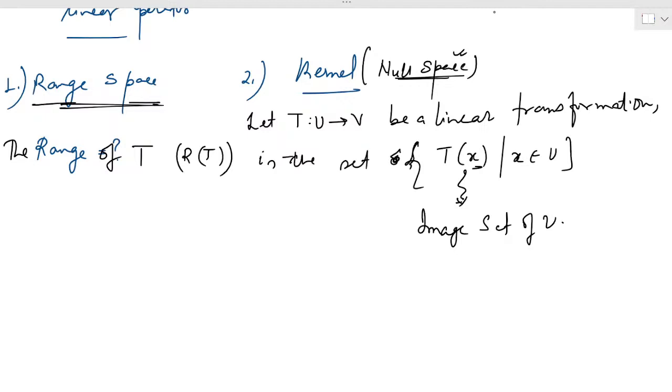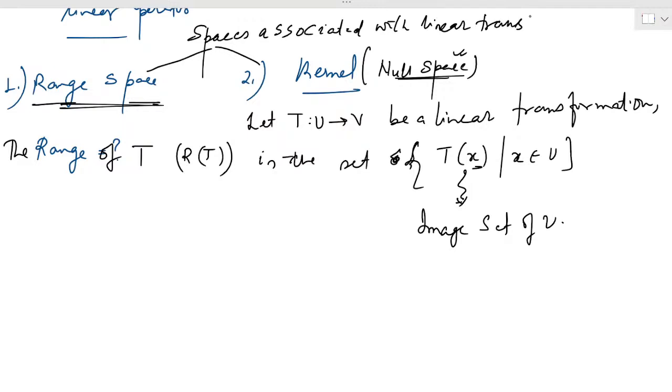So these spaces happen to be themselves linear transform. You can say that these are the spaces associated with the linear transformation. The spaces are range space and kernel.